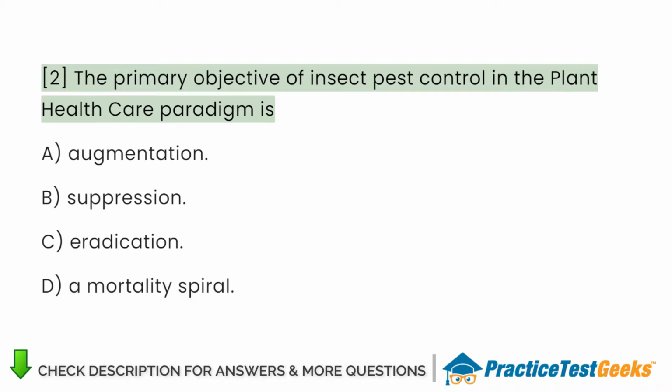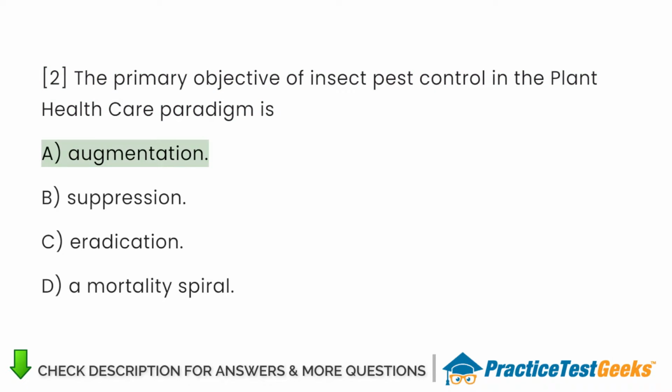The primary objective of insect pest control in the plant healthcare paradigm is A. Augmentation. B. Suppression. C. Eradication. D. A mortality spiral.